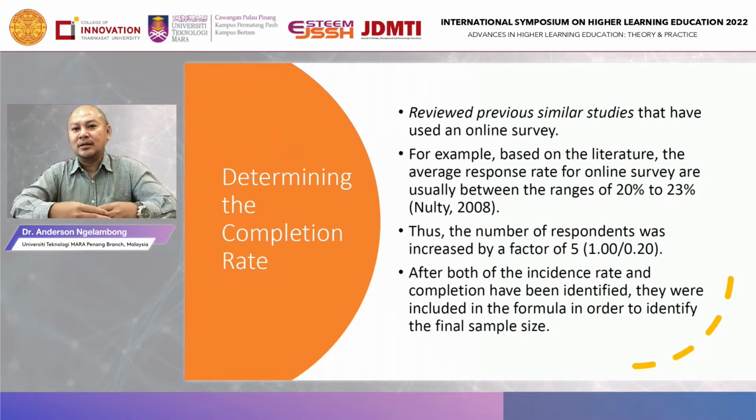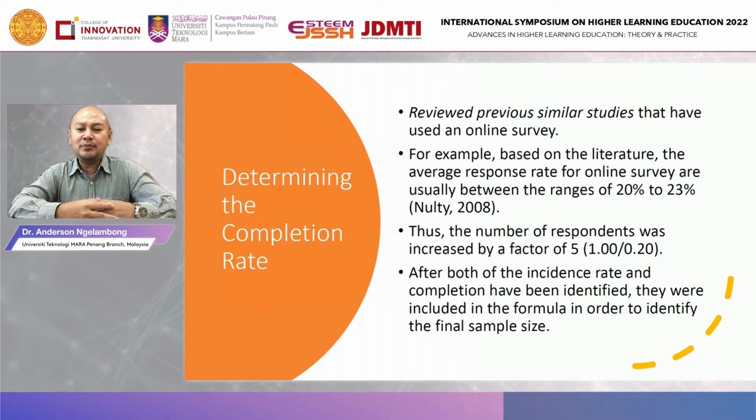Here, the number of respondents was increased by a factor of 5, based on the response rate of 20%. So 1 divided by 0.2. How do I get 0.2? Based on the literature, the lowest response rate is 20%. So I convert 20% to the decimal 0.2. If I divide 1 by 0.2, it gives me the answer of 5.